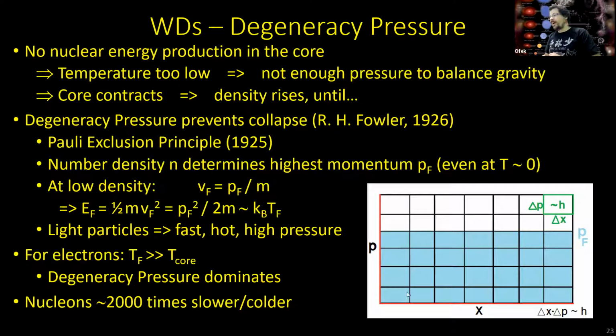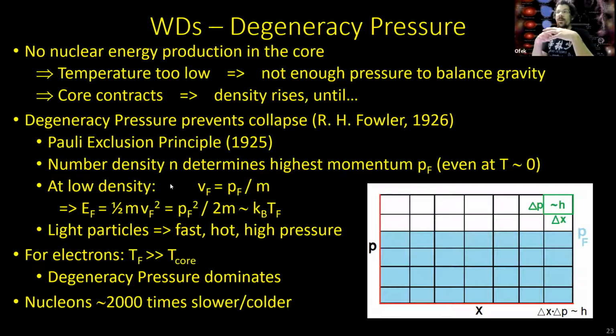So we basically divide all of our phase space into boxes of area h in 1D or volume h cubed in 3D, and we fill them up from the bottom up until the highest level, which will be the Fermi level, here represented as PF, the Fermi momentum.